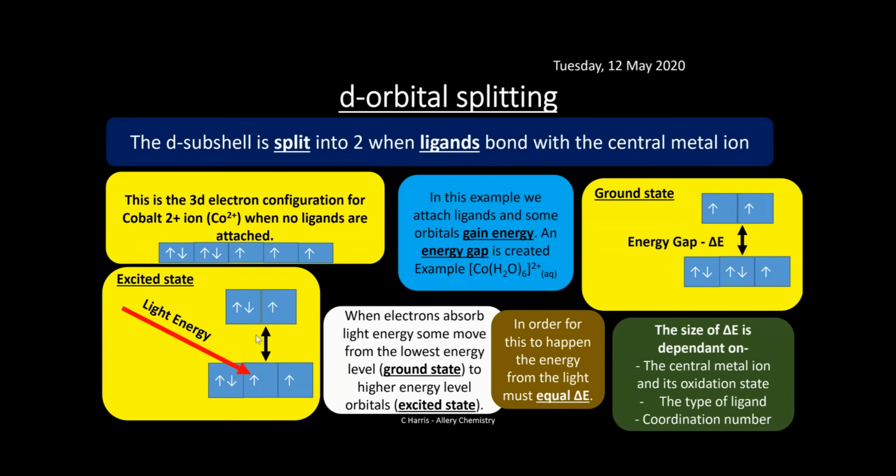The central metal ion and its oxidation state, that's dependent on it. The type of ligand that's bonded to it, so it could be a water, an ammonia, a chlorine, for example, that has an impact. And the coordination number, so that's effectively the shape of the complex. Is it octahedral, tetrahedral, square planar, etc.? So, loads of factors here which can alter that energy gap, and that energy gap depends on the color, which we're going to look at.